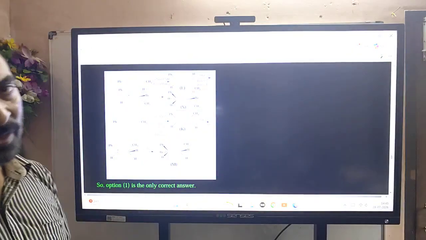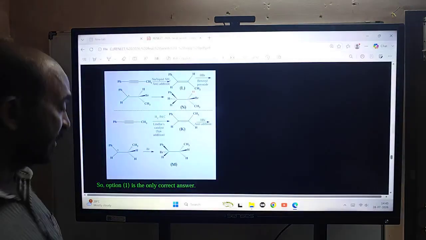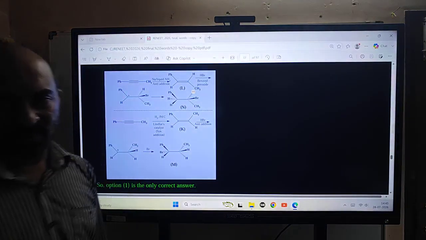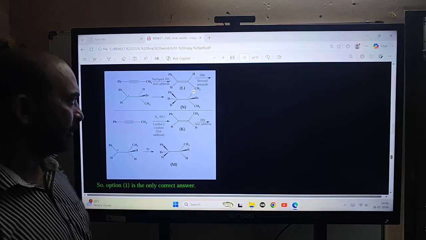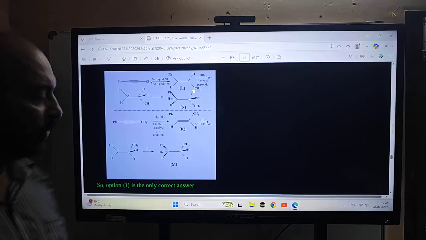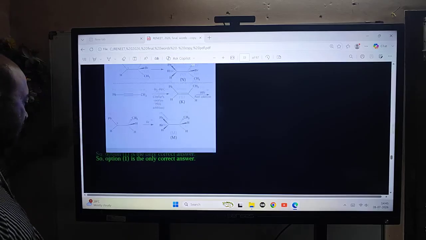So evidently this question has option 1 as the correct answer. That is, K and L are geometrical isomers. Hope you understood that. Okay. We proceed to the next question.